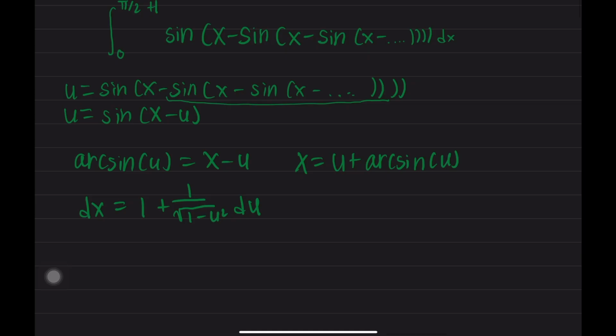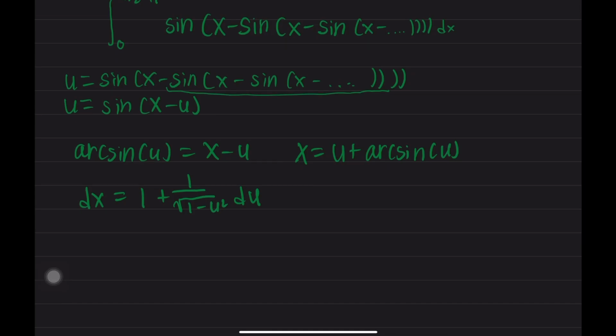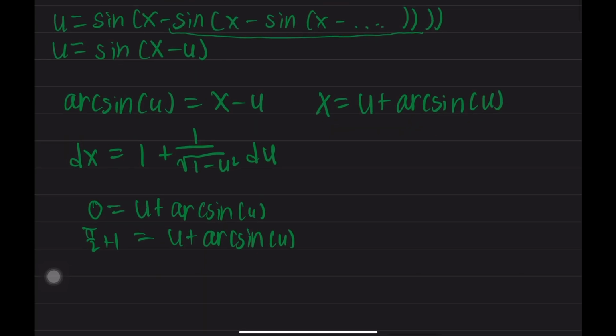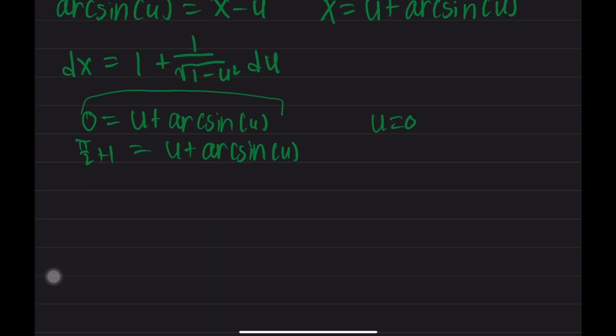Okay, now what we need to know is our bounds. We start from 0, so 0 is equal to u plus arc sine of u, and we go until pi over 2 plus 1, so pi over 2 plus 1 is equal to u plus arc sine of u. When is this satisfied? Well, when is arc sine of u equal to 0? That's at 0, since sine of 0 is 0. So arc sine is equal to 0 when u equals 0. Notice that if u is equal to 0, then this equation is satisfied. So that is simple enough.